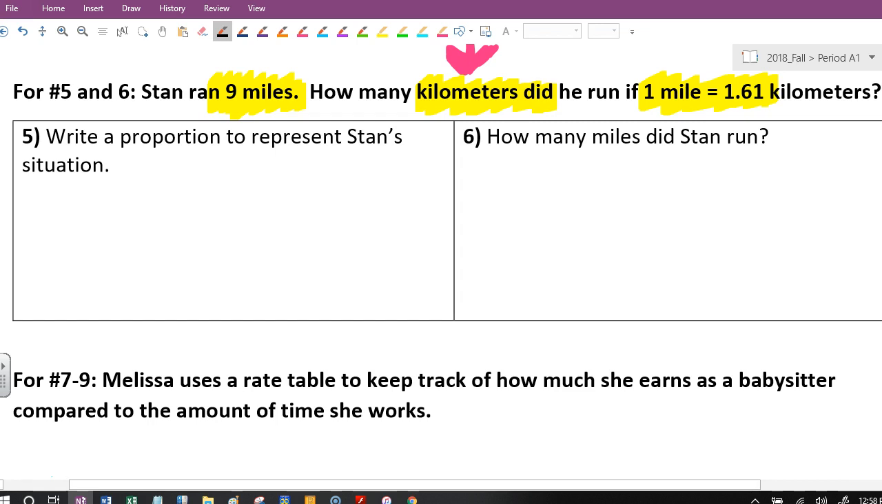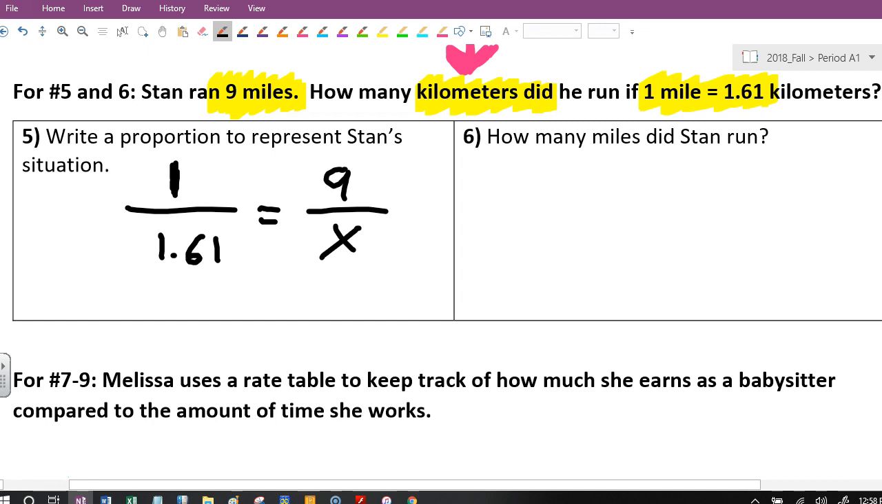Find a proportion. 1 mile goes to how many? 1.61. That's how much they compare to each other, right? So, how many miles are we doing? 9. 9 over x. Over how far? Because the relationship's going to be the same.